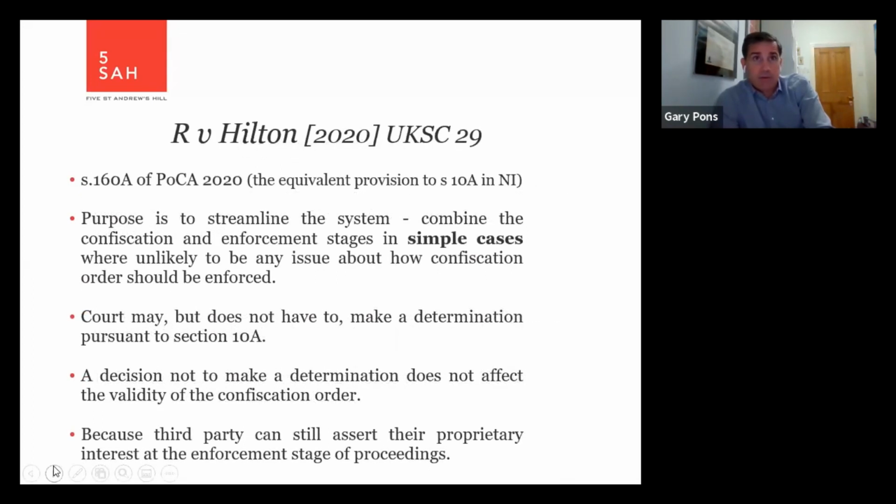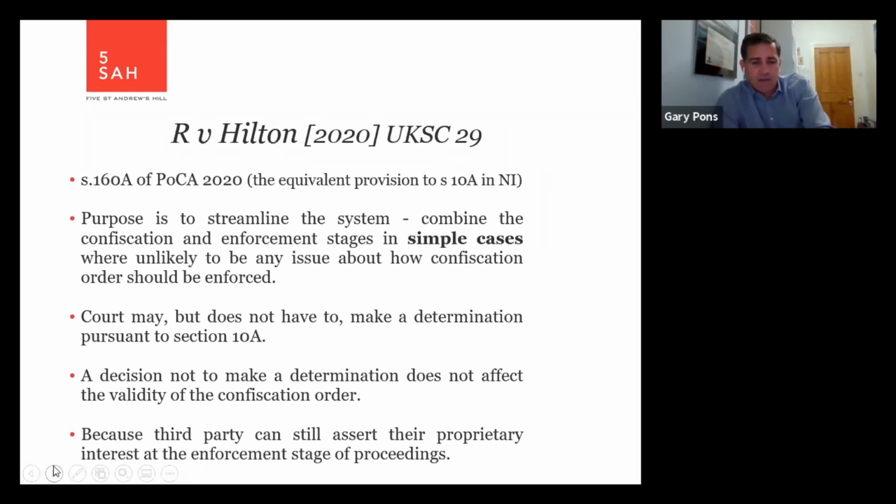That was the point that was made in the case of Hilton. Hilton was a Northern Ireland case that was dealt with in the Supreme Court in relation to the equivalent of Section 10A, which is Section 160A. The point that was made is that the purpose of Section 10A is to streamline the system, to combine the confiscation and enforcement stages in simple cases where there's unlikely to be any issue about how the confiscation order should be enforced.